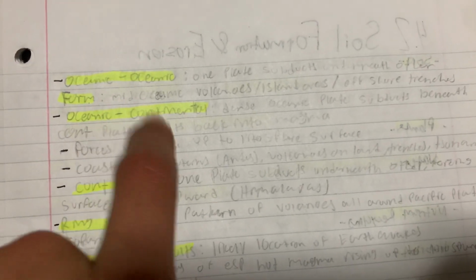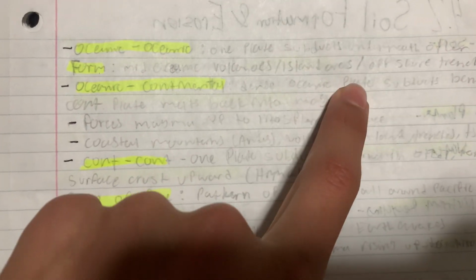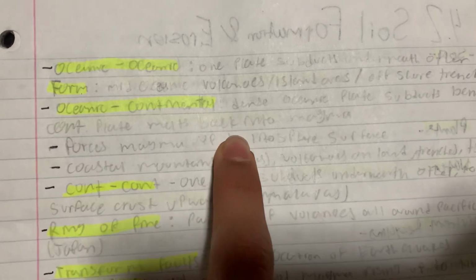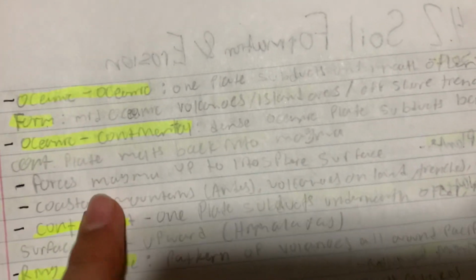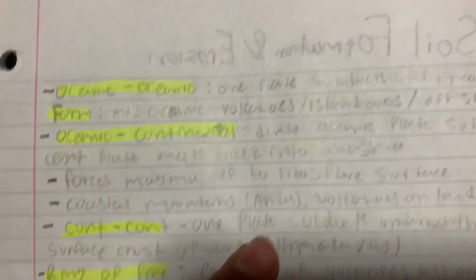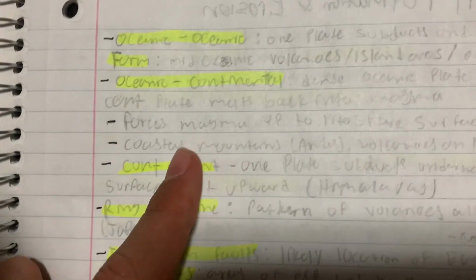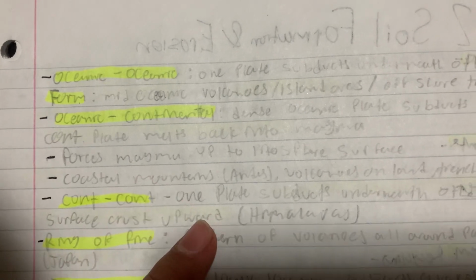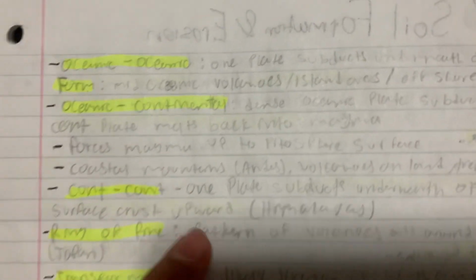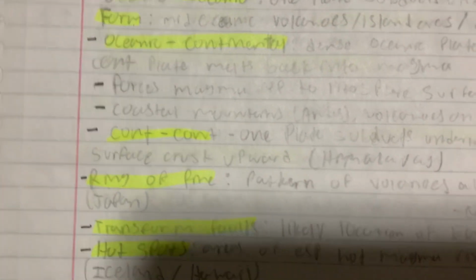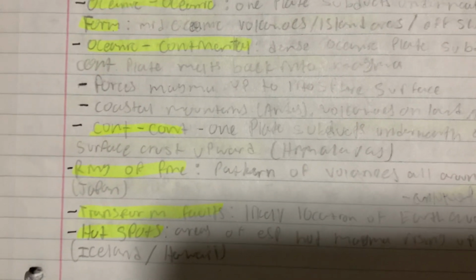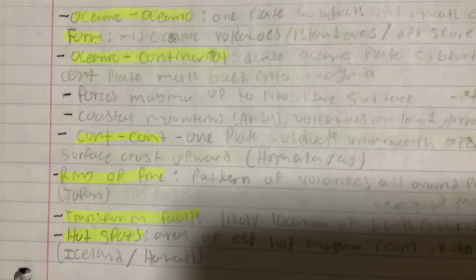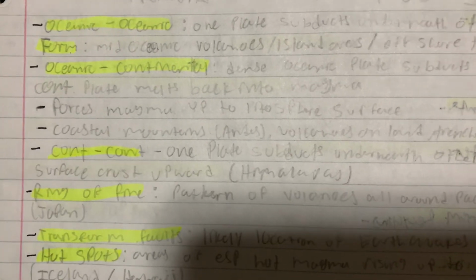And then there's oceanic-continental, where a dense oceanic plate subducts beneath a continental plate and melts back into magma, and it forces magma up to the lithosphere surface. Coastal mountains like the Andes, volcanoes on land, trenches, and tsunamis are also formed by this. And then there's continental, where one plate subducts underneath the other, forcing the surface crust upward.